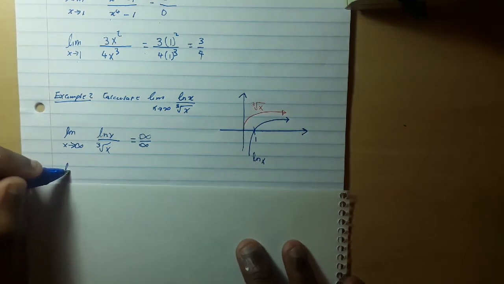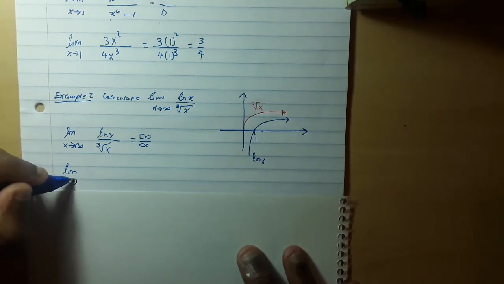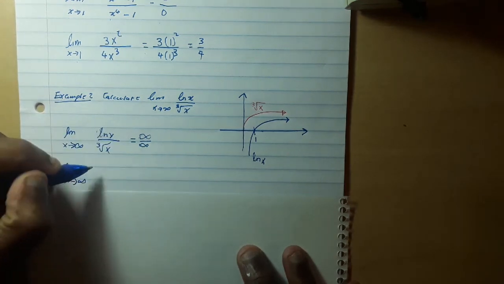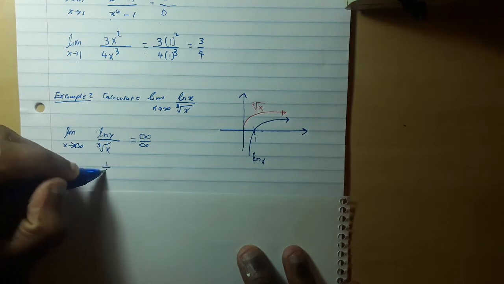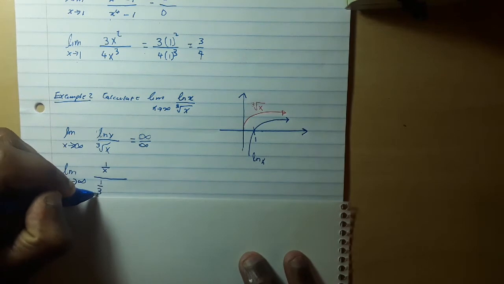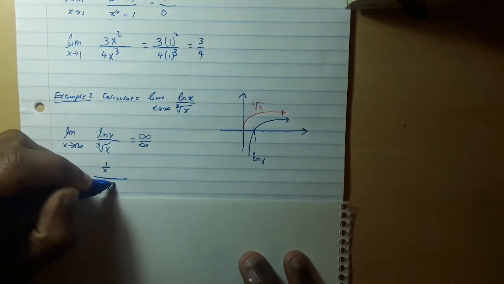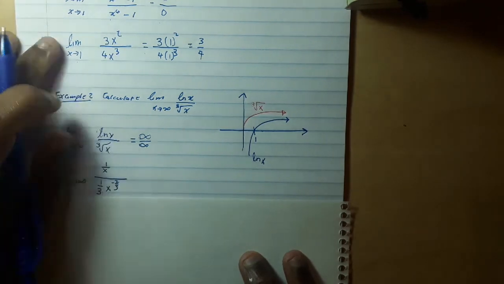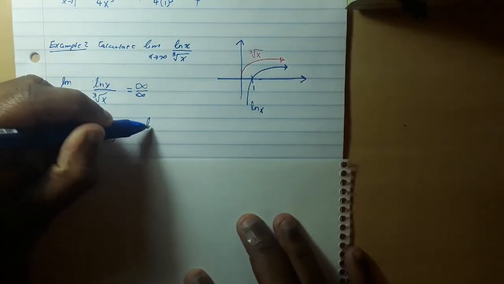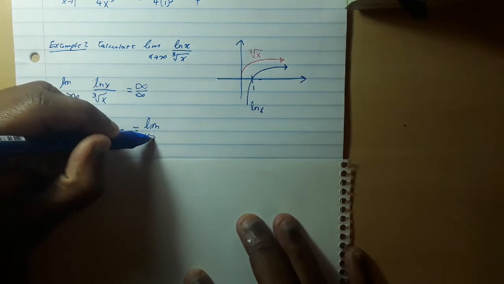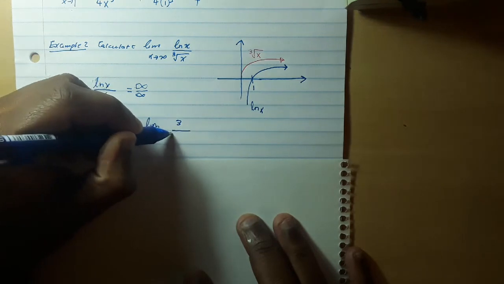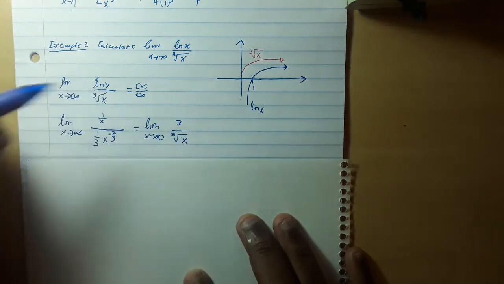So the limit as x tends towards infinity, and now we determine the derivative. The derivative of ln x is 1 over x, over the derivative of the cube root of x, which is a third x to the power minus 2 over 3. If we try to clean this up a bit, we get the limit as x tends towards infinity of 3 cube root x over x. So we're getting this value.